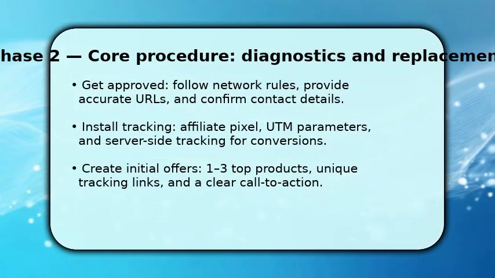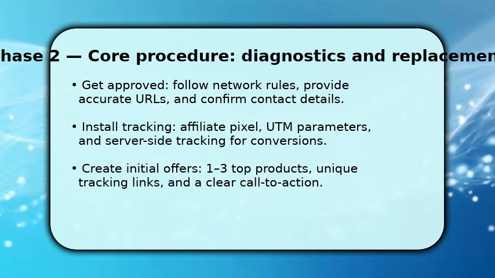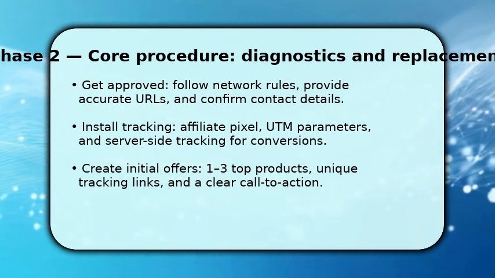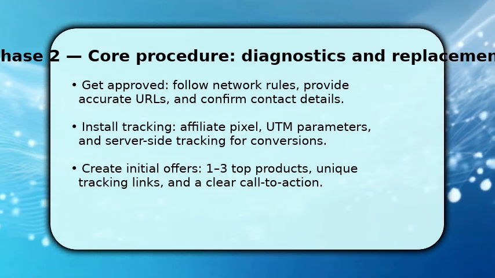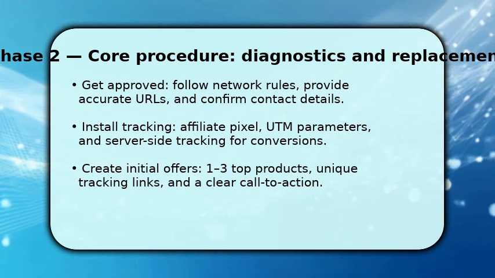Once approved, focus on reliable tracking so you know what converts. Install the affiliate pixel and append UTM parameters to all links. Consider server-side tracking if you expect ad blockers. Create 1 to 3 core offers and generate distinct tracking links for each campaign so attribution stays clean.